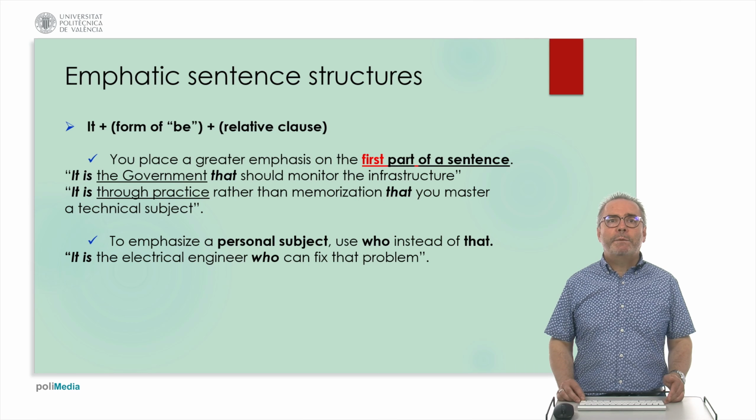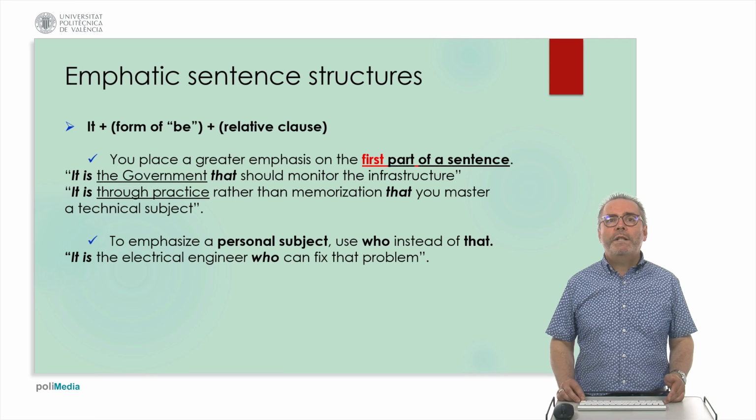The part of the sentence which is emphasized is underlined in the examples. Or it is through practice rather than memorization that you master a technical subject. For example, the first sentence here is more emphatic than saying, for example, the government should monitor the infrastructure. If we want to emphasize a personal subject, then we use who instead of that. For example, it is the electrical engineer who can fix that problem.